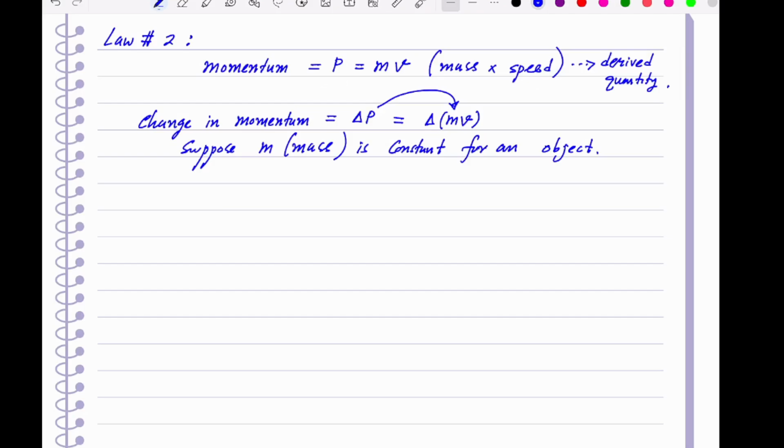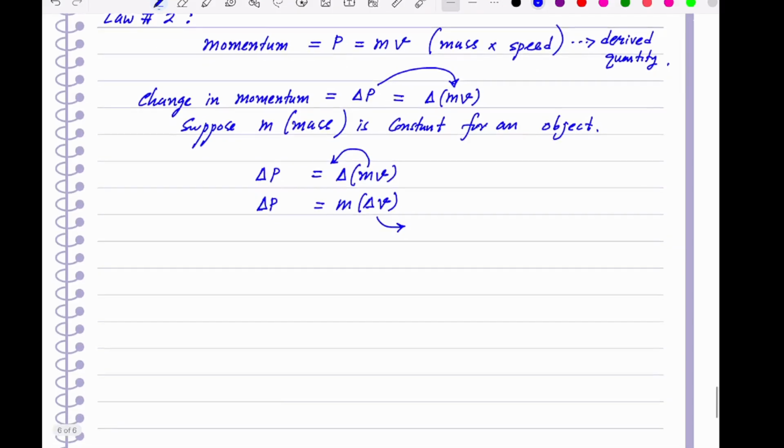If that happens, we can do the following. Delta P is equal to delta mv. If mass is constant, you can take that out. So if you pull it out, m times delta V. Now, what is delta V? Delta V in this case is the change in speed. So change in speed multiplied with the mass is called the momentum change.